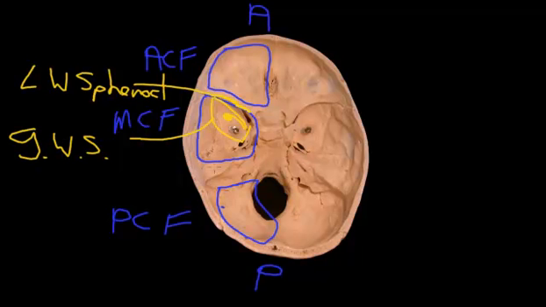And then the other ridge that separates the middle from the posterior cranial fossa is this ridge running along here, which is the edge of the petrous temporal bone. So this is the edge of the petrous temporal bone, and they form the boundaries, lesser wing of sphenoid and the petrous temporal bone, between the anterior, middle and posterior cranial fossa.